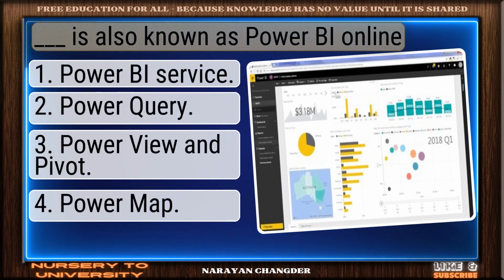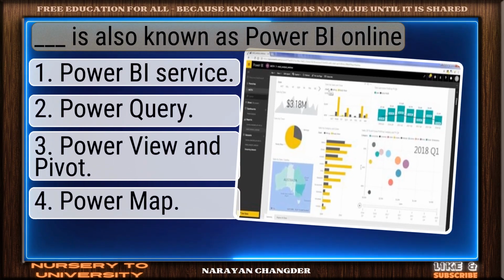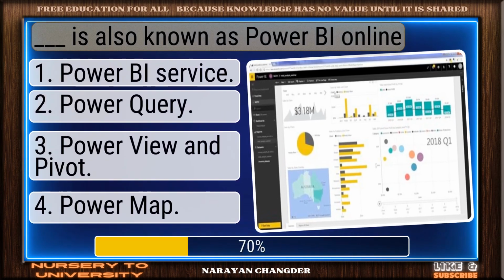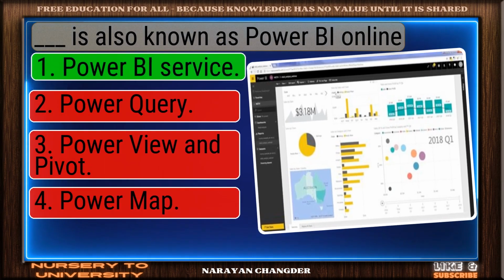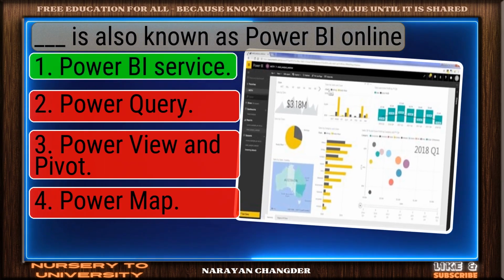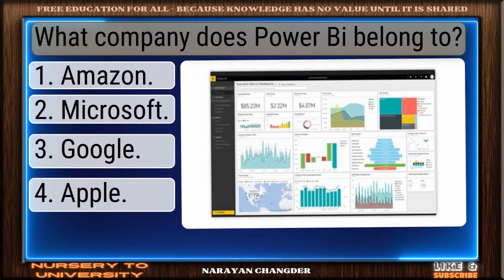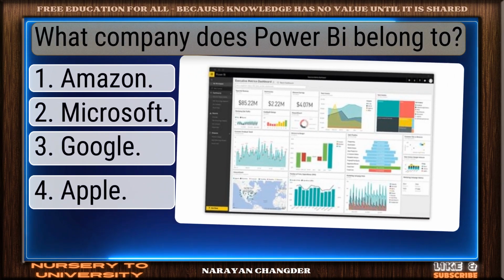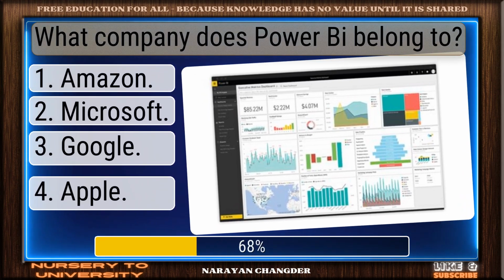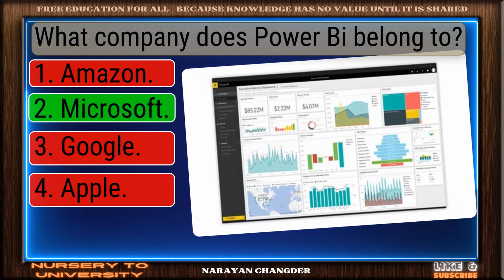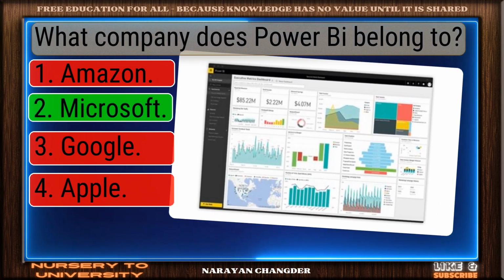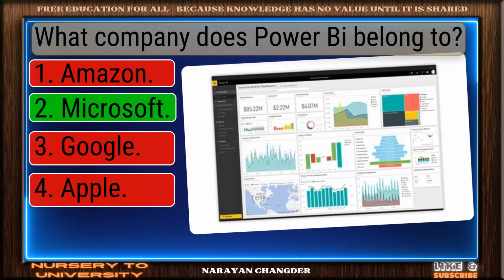Question number 54. Dash is also known as Power BI Online. You got it. Your choice Power BI Service is right. Question number 55. What company does Power BI belong to? Clear logic. Your choice Microsoft is sound and 100% true.